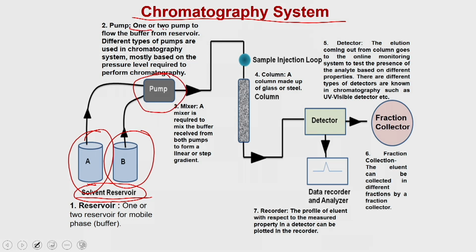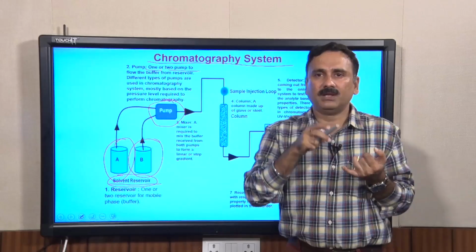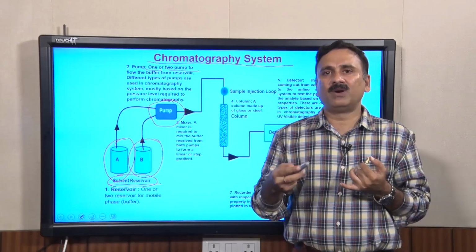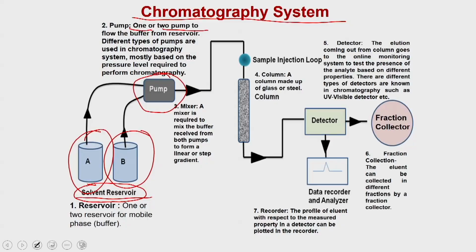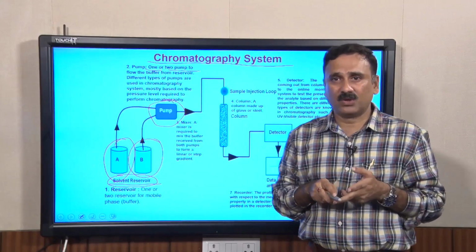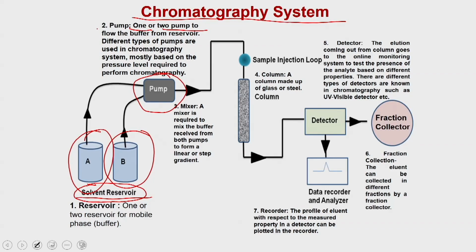These 2 reservoirs are going to be connected to a pump, and the pump, either 1 pump or 2 pumps, is going to be present on the purification system depending on the kind of cost you are going to invest, the kind of purification you require from these systems, or the sensitivity. And the pressure of these pumps is also going to vary, whether you would like to perform low pressure, middle pressure or high pressure chromatography. So, depending on that requirement, the pumps are going to be of different types.